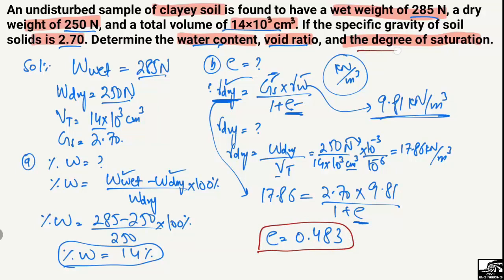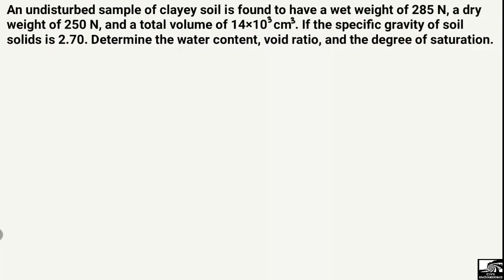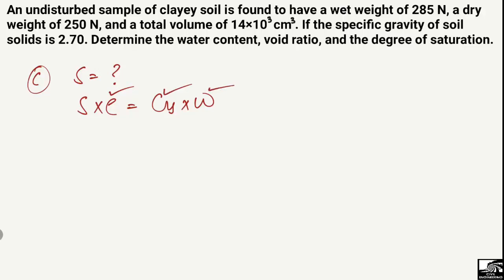Now the last one is the degree of saturation. The C part is the degree of saturation, represented by S, and we can find it by another equation: S multiplied by the void ratio is equal to the specific gravity times the water content. Here the void ratio, the specific gravity and the water content are known to us. So we will simplify this equation by putting e on the right side.